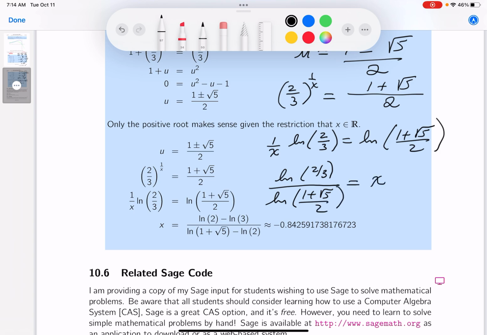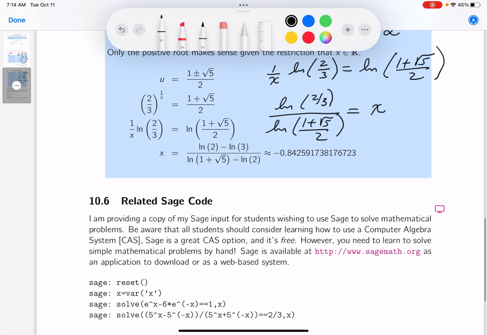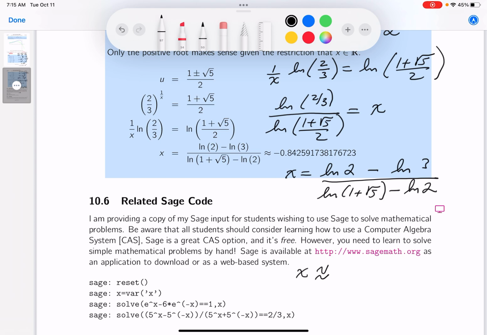What I did there, I divided both sides by the natural log of the quotient 1 plus root 5 over 2, and I multiplied both sides by x. And I got my answer. I know what x is now. Let me just rewrite it a little bit differently. So x is going to be equal to the natural log of 2 minus the natural log of 3, and the bottom will be the natural log of 1 plus root 5 minus the natural log of 2. And this number here, x, if you use a calculator, is approximately equal to minus 0.843, approximately equal to that.